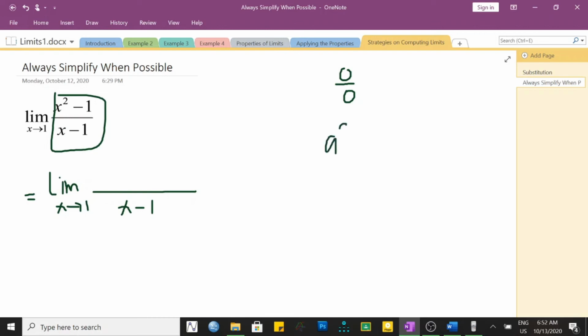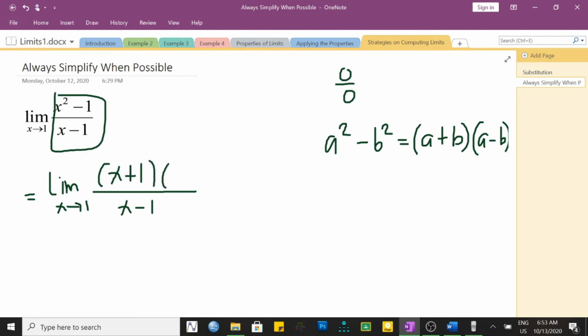This is the formula. If we have 2 perfect squares and the operation between them is subtraction, we can factor this one as just the square root of both of them, a and b. We write them as binomials but with differing signs. So one is a plus b, the other is a minus b. So a and b here are x squared and 1. Their square roots are x and 1. So the factors are x plus 1 and x minus 1.